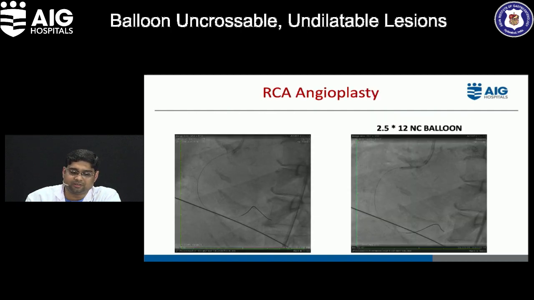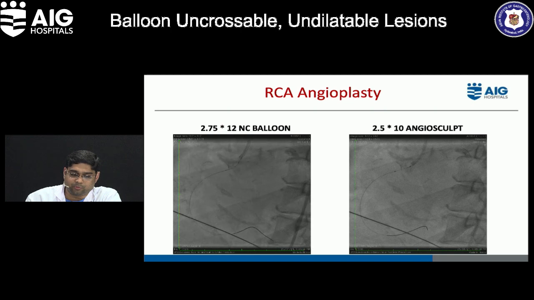We went right femoral approach with a 6 French JR catheter and wired it with a BMW guide wire. This was the first balloon dilatation with a 2.5 x 12 non-compliant balloon, and you can clearly see a tight waist at the end of the balloon which didn't yield. Next we upgraded to a 2.75 x 12 non-compliant balloon. The vessel was around 3 mm in size, but even the 2.75 balloon with high pressure inflation didn't yield.